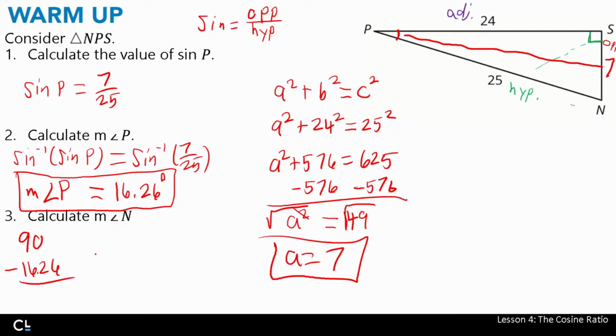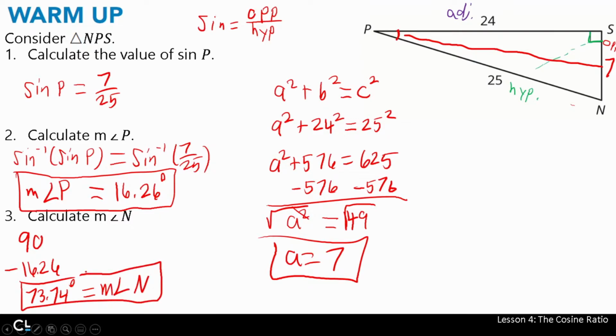So then we could say that this is going to give me, once again, let me plug into a calculator, 90 minus 16.26. And it's going to give me 73.74. Let me just write that. 73.74 degrees. And that's the measure of angle N. And there's our answer.